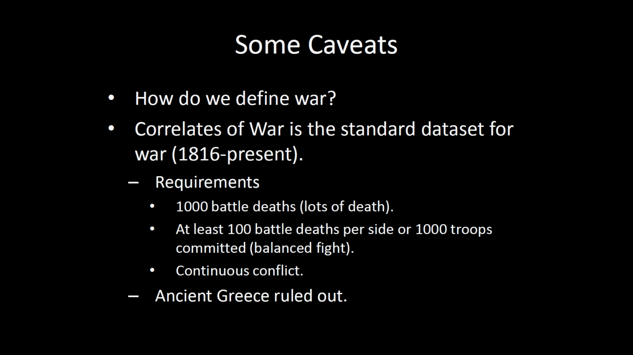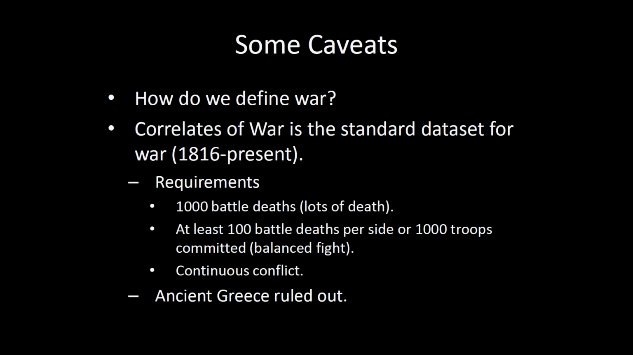Otherwise, we could be looking at a period of 100 years where, over the course of 100 years, you have non-sustained fighting that racks up these 1,000 battle deaths and at least 100 on each side, but that's really not a continuous conflict. That's over time. And so we have this continuous conflict rule to rule that out, actually. The important part of this is that this rules ancient Greece out.